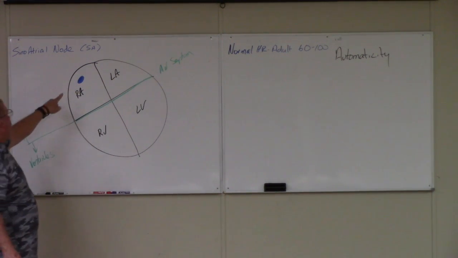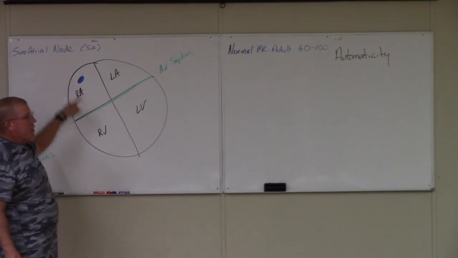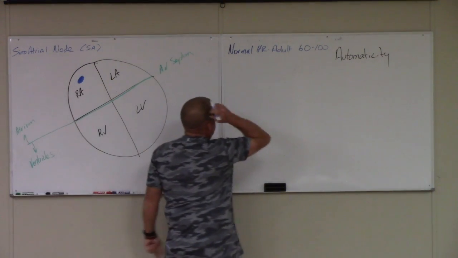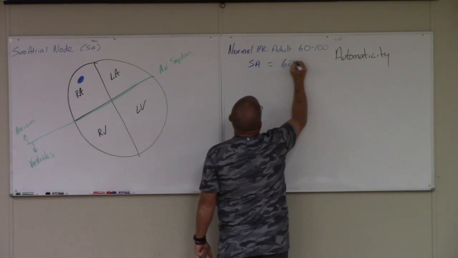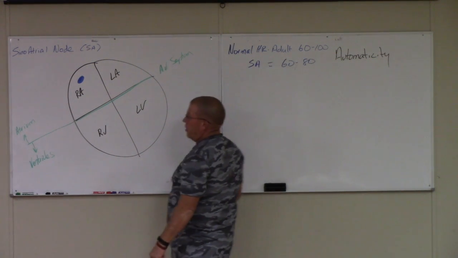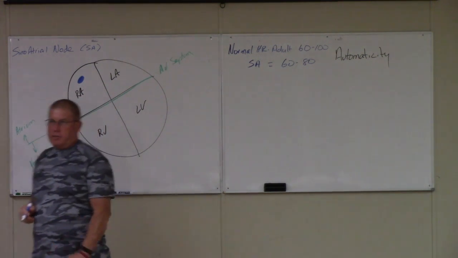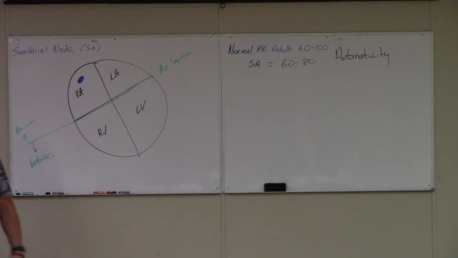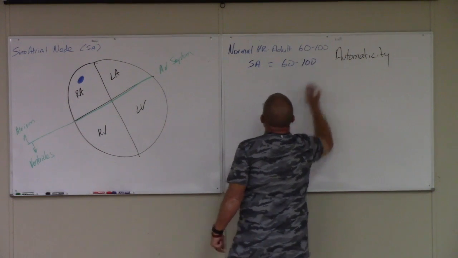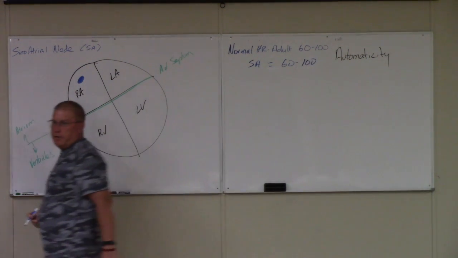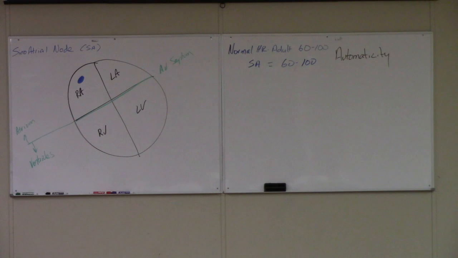And if it's working perfectly, its impulses are between 60 and 80. And we call that the inherent heart rate of the SA node, 60 to 80, okay? I mean 60 to 100, I'm sorry. Forget 80. Somebody told me 80 the other day and it stuck in my head. It's 100. 60 to 100. We call that normal, right?